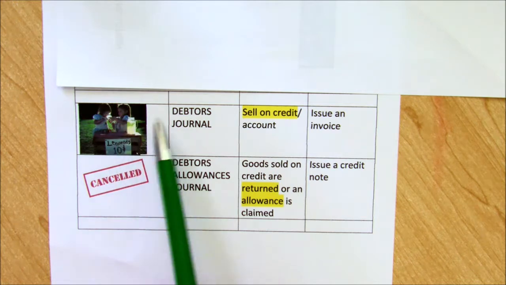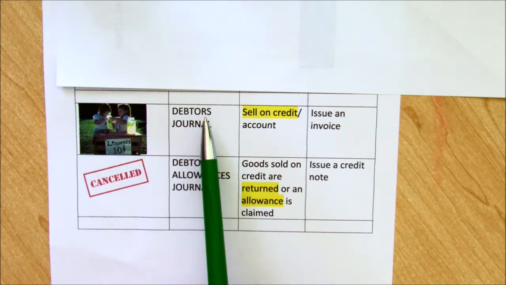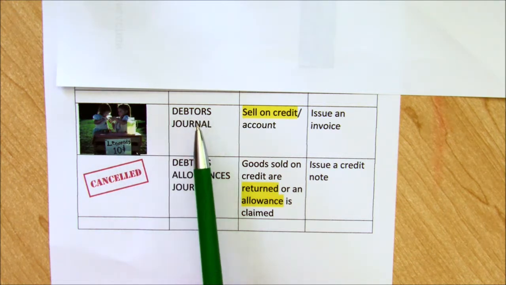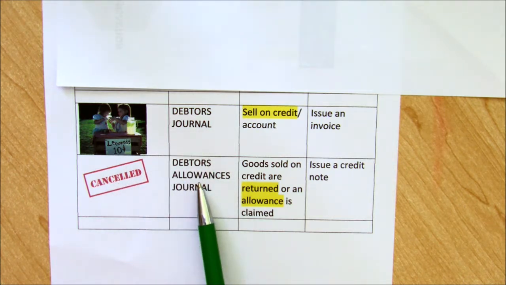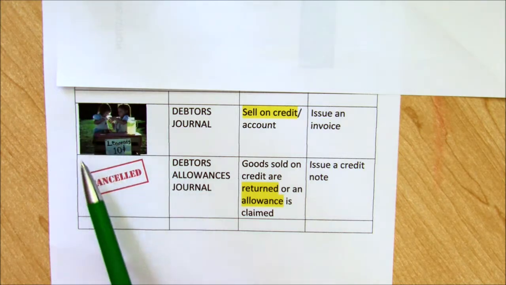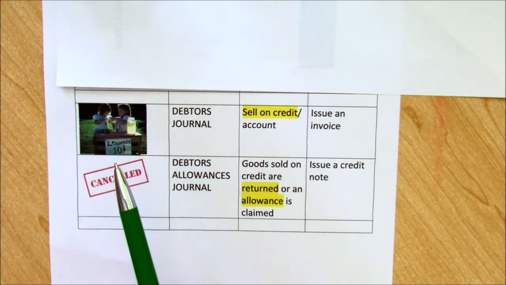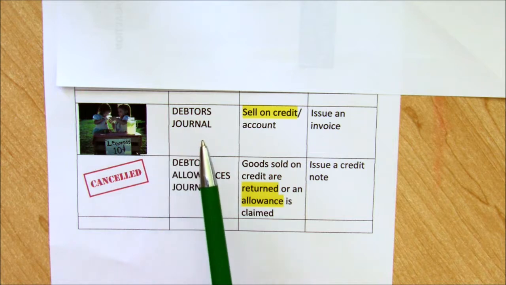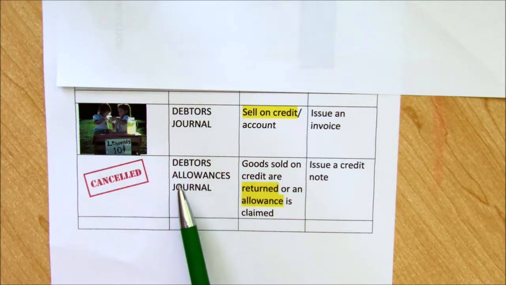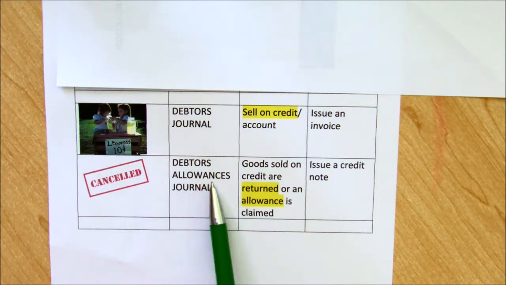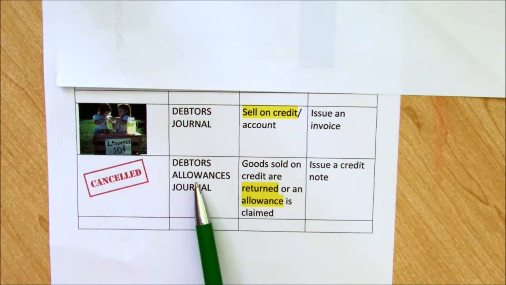If something that you sold in the debtor's journal is wrong, the person doesn't want them, so they return it, then it's going to go into the debtor's allowances journal. You're going to cancel the original sales entry. Sometimes, though, the person doesn't actually physically return the goods to you. They might just ask for a reduction. Maybe you overcharged them, or you forgot to deduct the trade discount, or there was something wrong with the product and you decide to give them a reduction. You're going to give them an allowance.